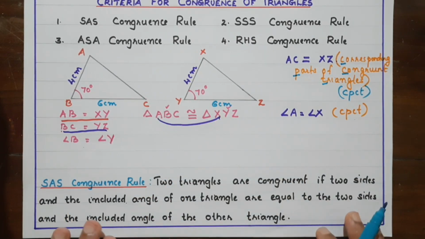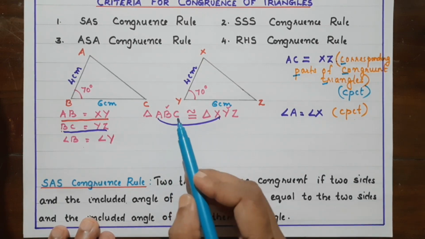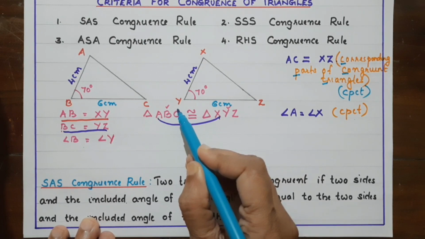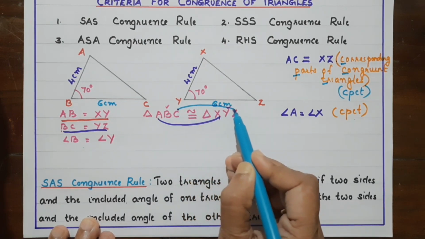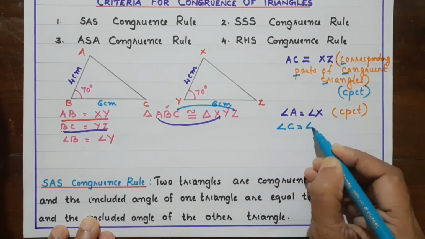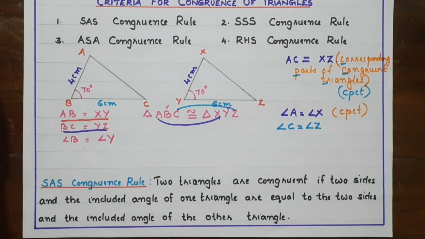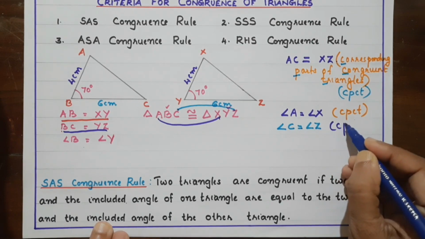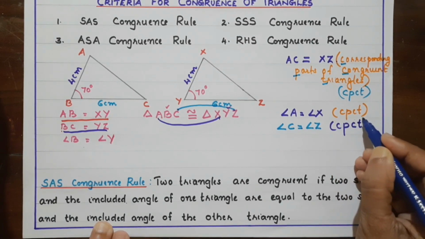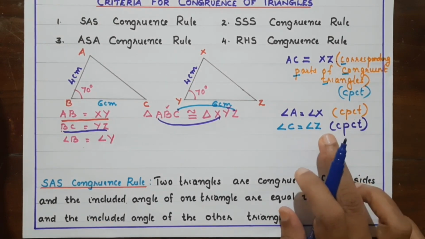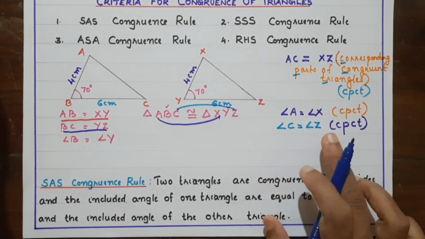Then which equality can you say? Angle C is remaining, isn't it? So angle C is equal to angle Z. So we can write angle C is equal to angle Z. What is the reason? Same reason. They are corresponding parts of congruent triangles. Okay. This is also very important. You will get questions to apply this.